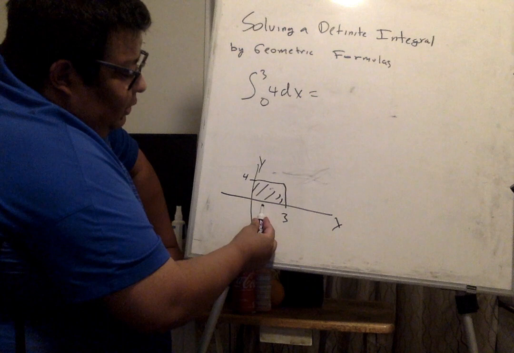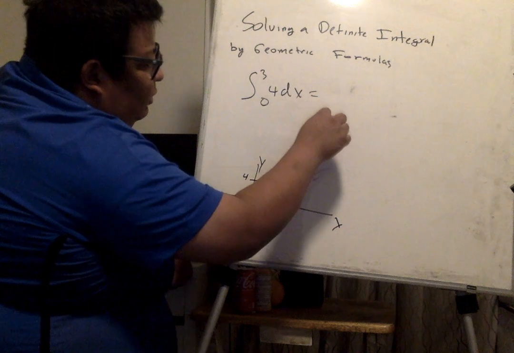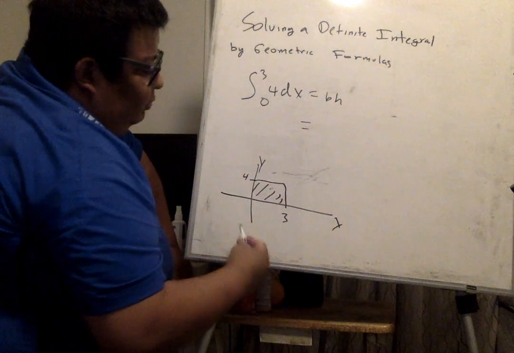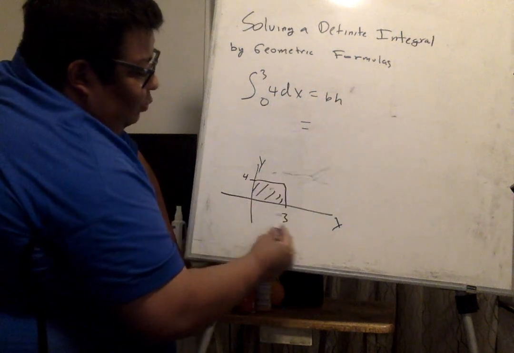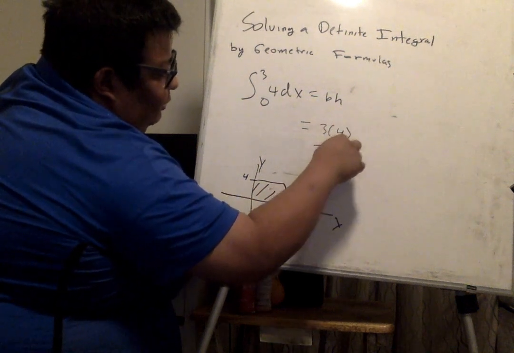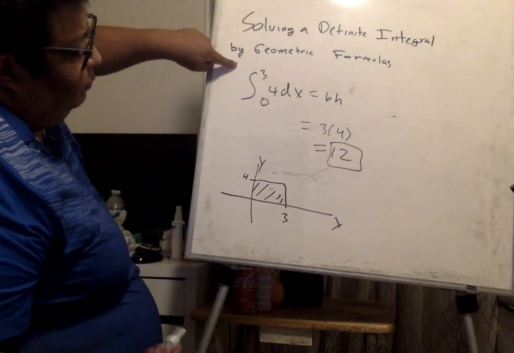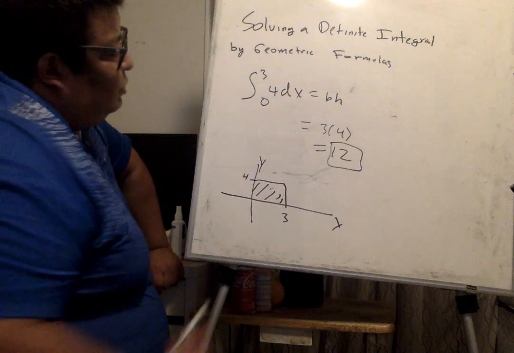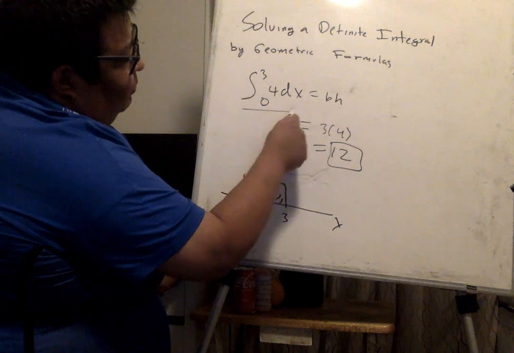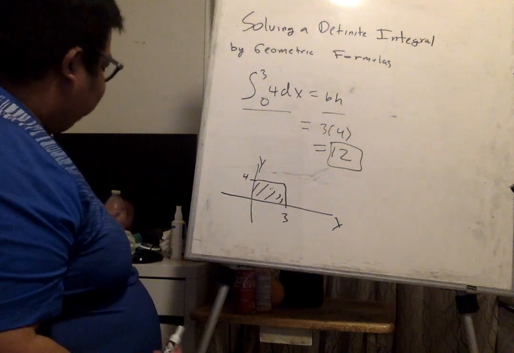So since we know that this is a rectangle or a square, we're just gonna multiply base times height. The height is 4, and the base is 3. So it's 3 times 4 is equal to 12. So the area of this rectangle is 12 using computing the integral. So this integral basically gives you the same result as the geometric formula, and that's the way these kind of problems are done.